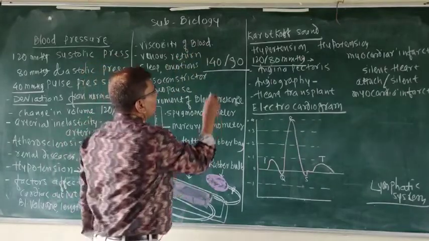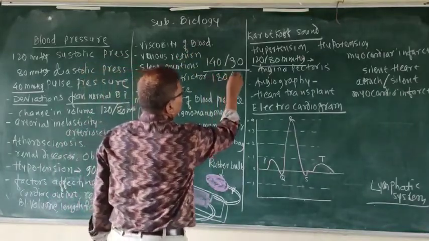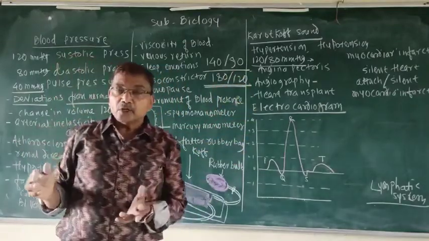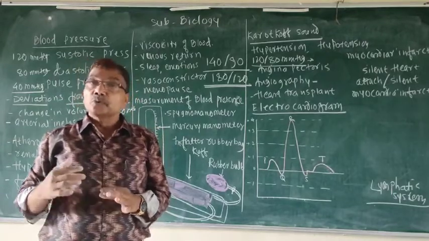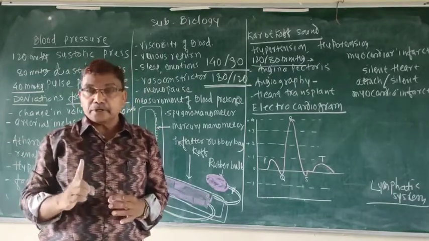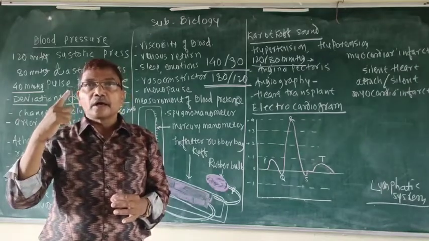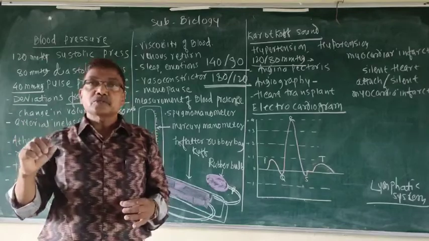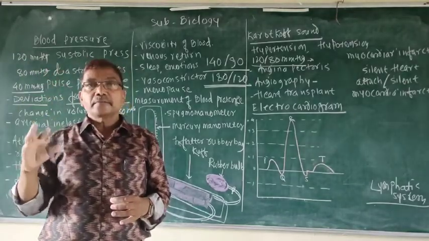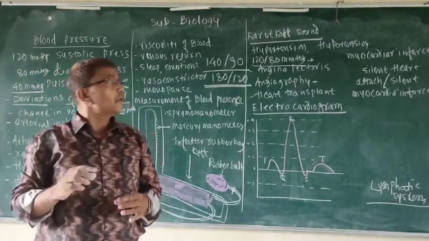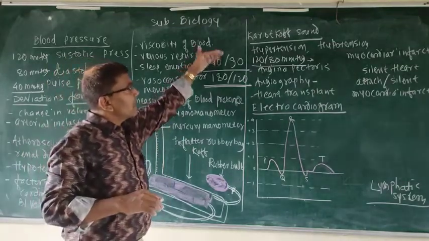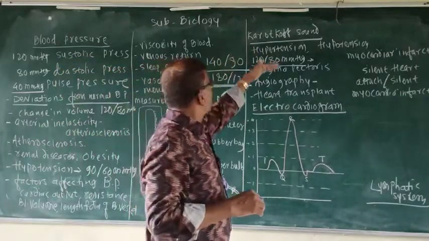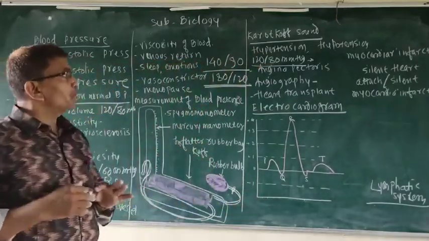If it goes above 180/120 or above, then different disorders may be detected in our body, affecting kidney functioning, the retinal blood vessels, and the blood vessels supplying blood to the brain. There may be cerebral hemorrhage, which is very dangerous. Hypertension is dangerous, and it arises from different factors.